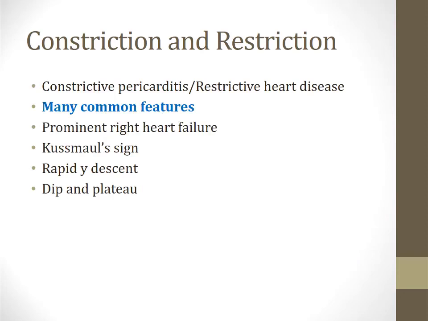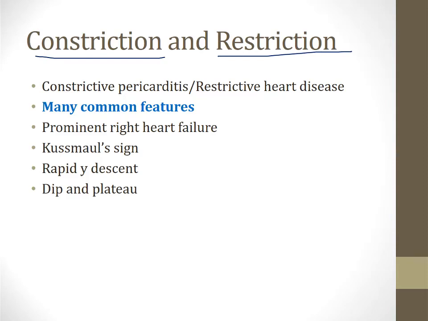I'll finish with this slide and mention that pericardial constriction and restrictive cardiomyopathy share many common features, and in clinical practice, telling the two conditions apart is very difficult. Luckily, they're both very rare. They're not going to ask you to tell them apart on the Step 1 exam, but if you know that they share many common features, it's easy to recognize them in board questions.